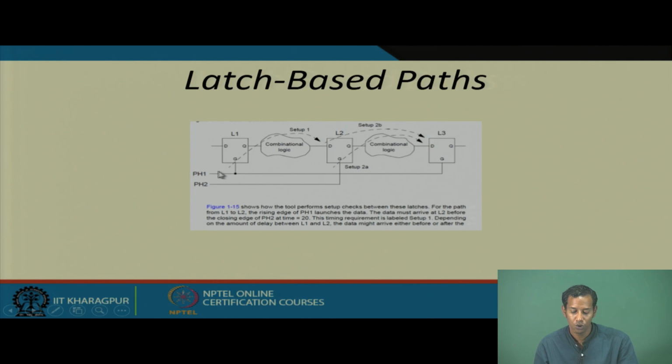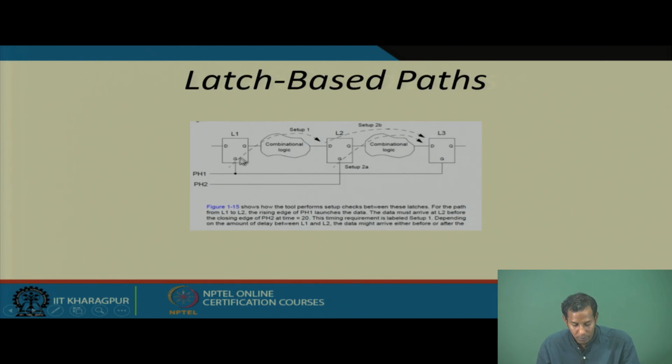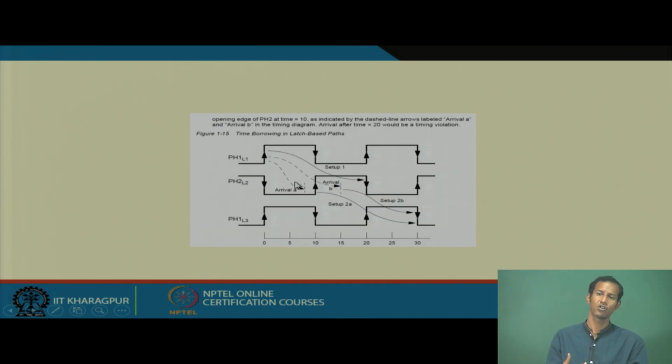So, here we are having two different clocks, one is PH1 and another one is PH2. PH2 is just the inverted clock of PH1, that means PH1 and PH2 are complements of each other. And then PH1 L3 is the same thing. Then we have to check when this particular output will arrive, and for each edge of these clocks we have to check the setup timing as well as the hold time, which we have already seen earlier.